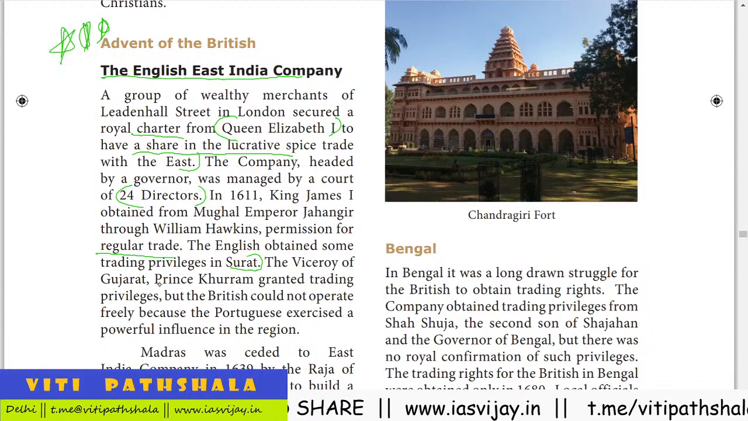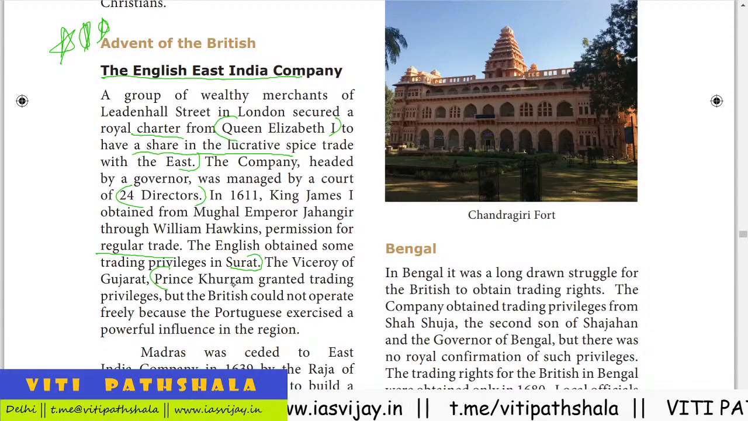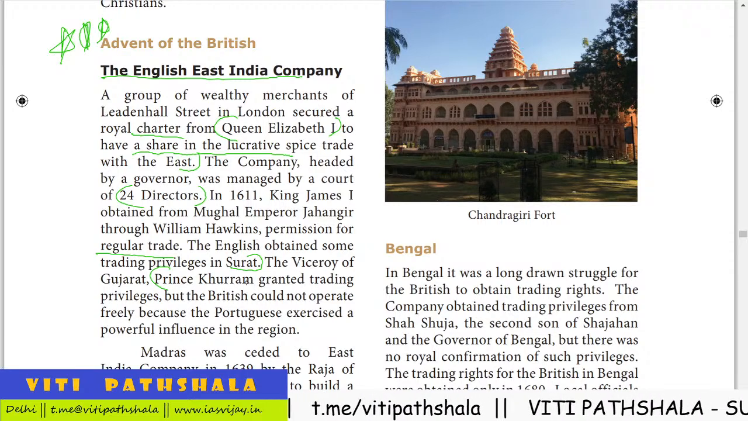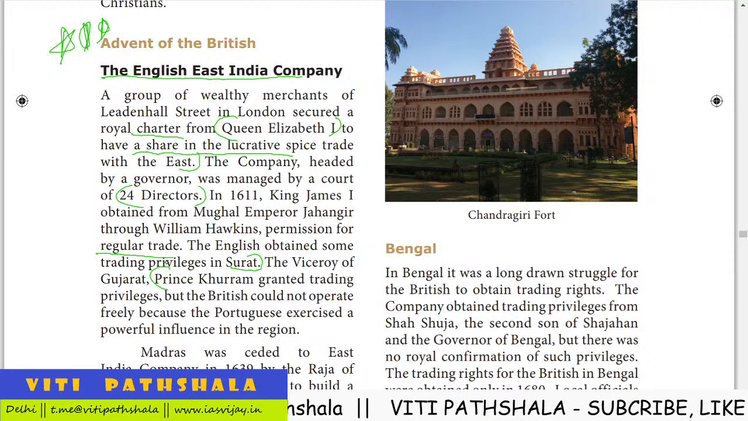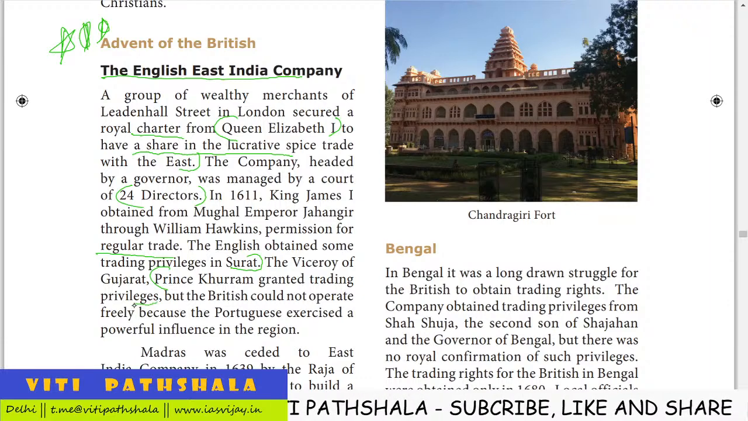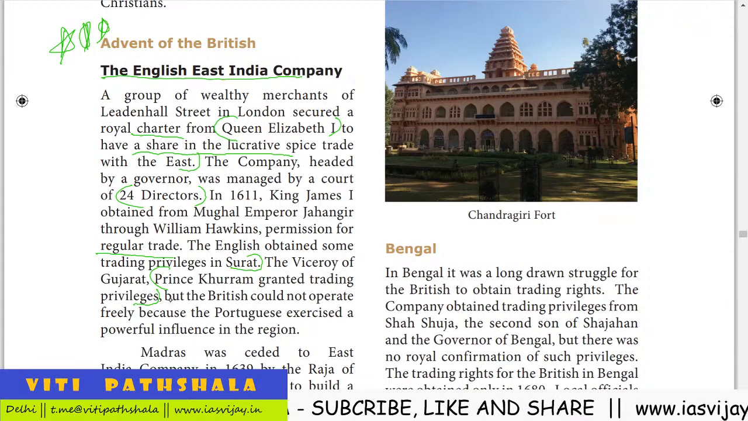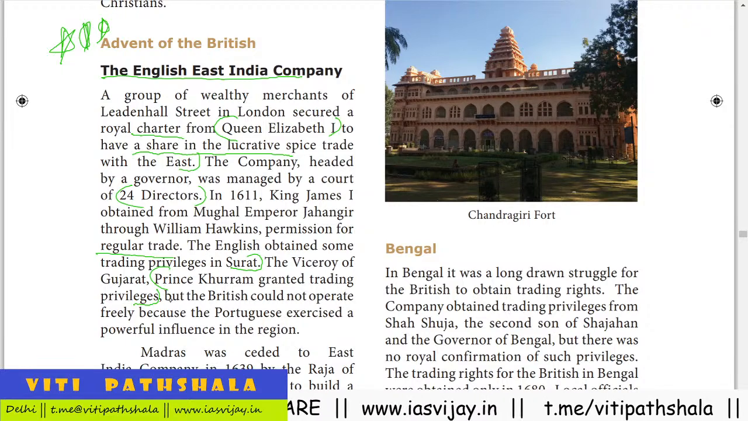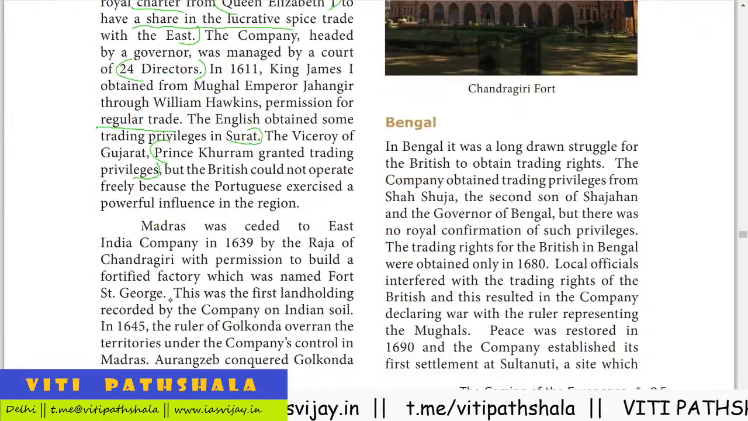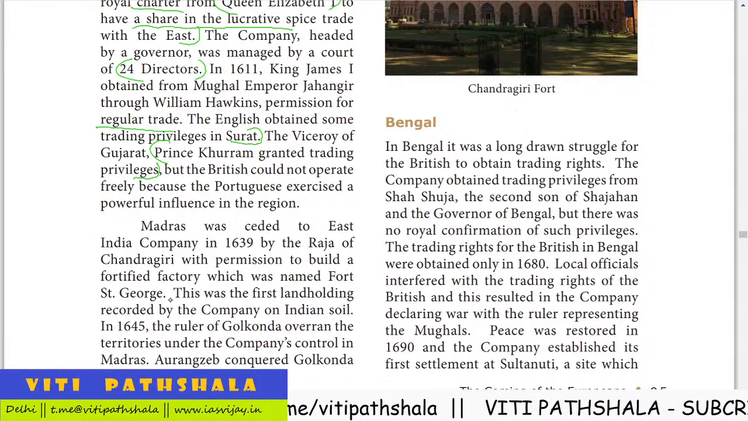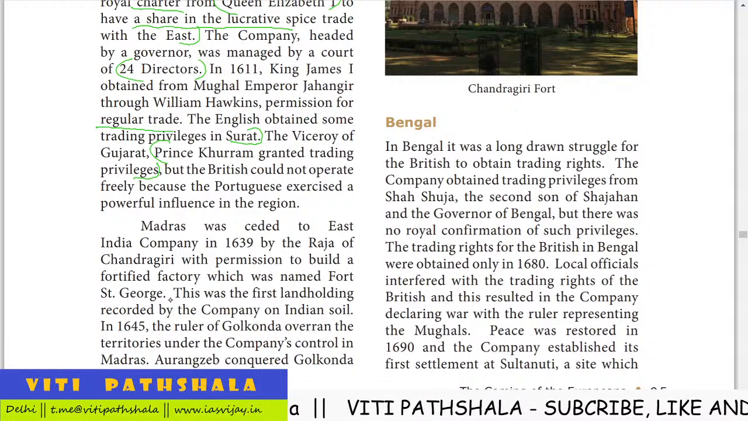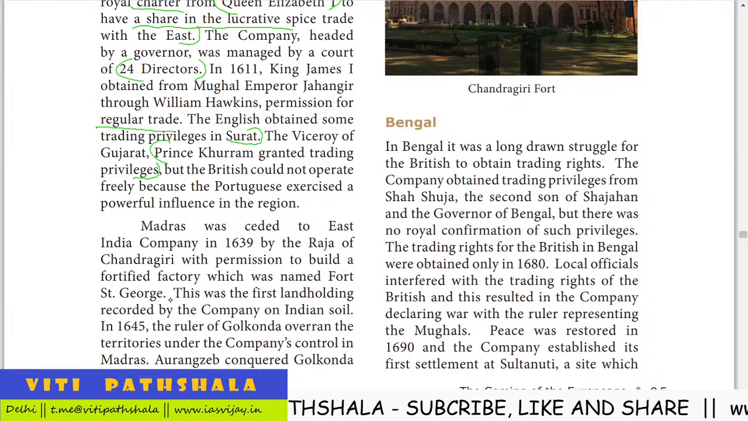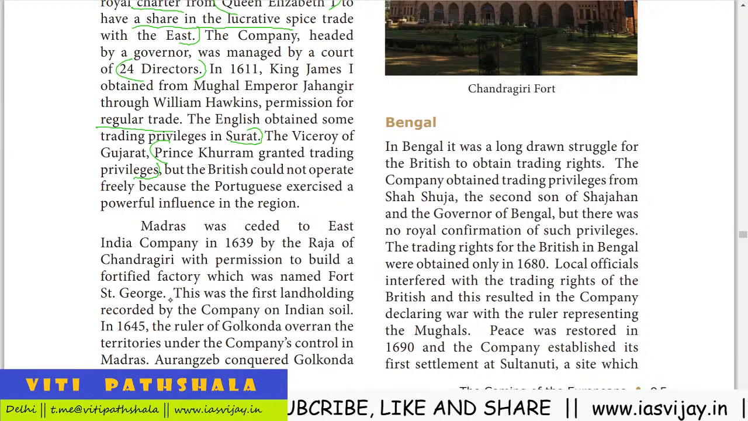The Viceroy, or Governor, of Gujarat, Prince Khurram, granted the trading privileges. But the British could not operate freely because the Portuguese exercised a powerful influence in this region. Initially, the Portuguese instructed Jahangir not to permit them to trade in India.